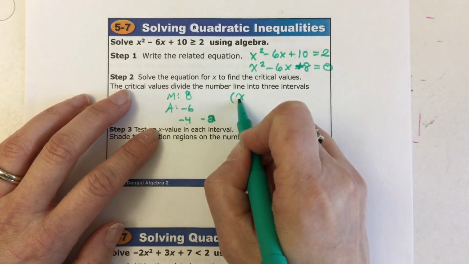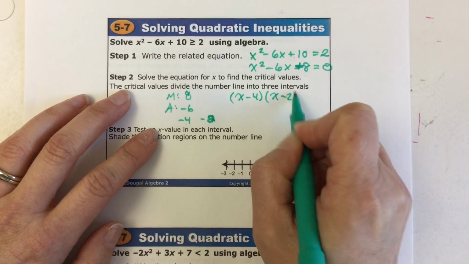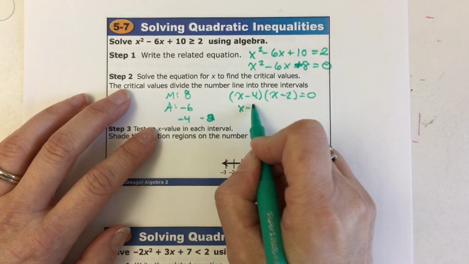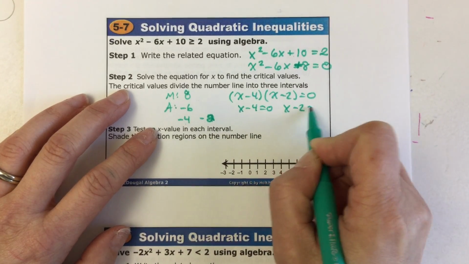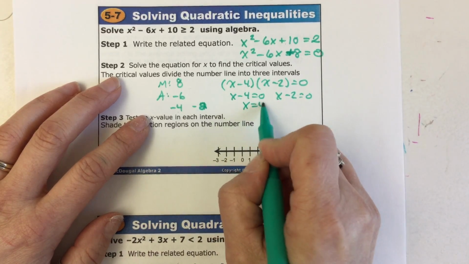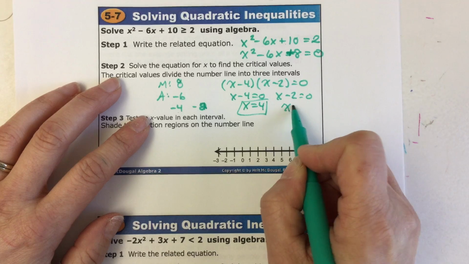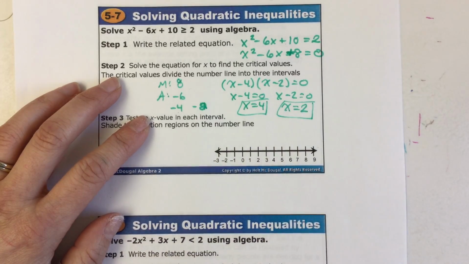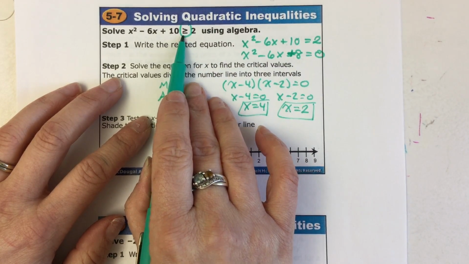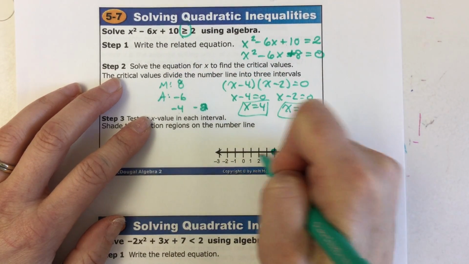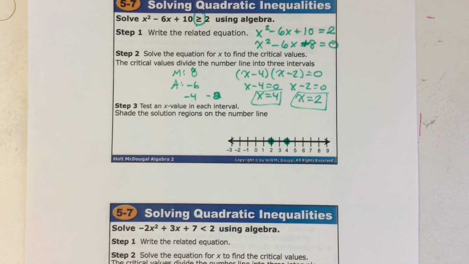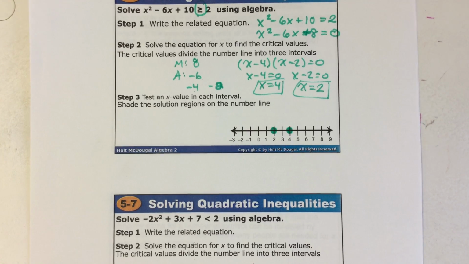So I can write this as x minus 4, x minus 2, because I'm trying to find my critical values. Now I take each piece separately, set it equal to 0. To solve for x, I would add 4. 0 plus 4 is 4. Here I would add 2. 0 plus 2 is 2. So my critical values, which I will graph as a filled-in circle, are located at 4 and 2. Now what I need to do is test an x value from each interval to see where I would shade.